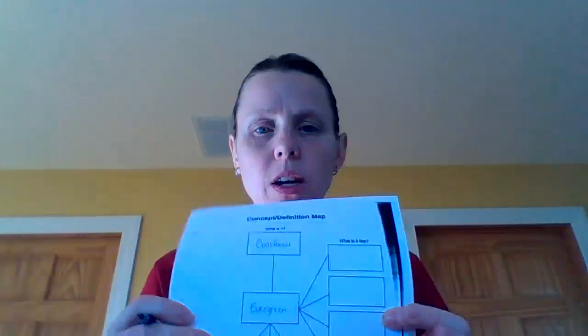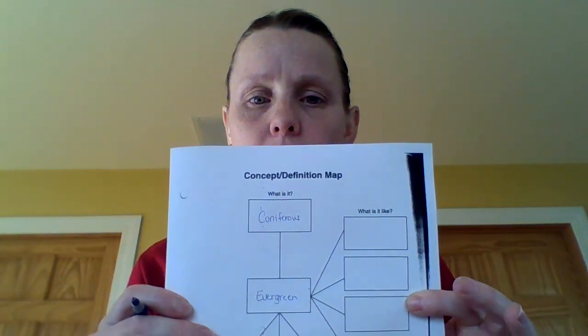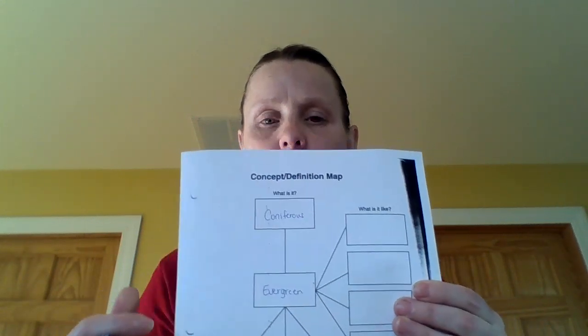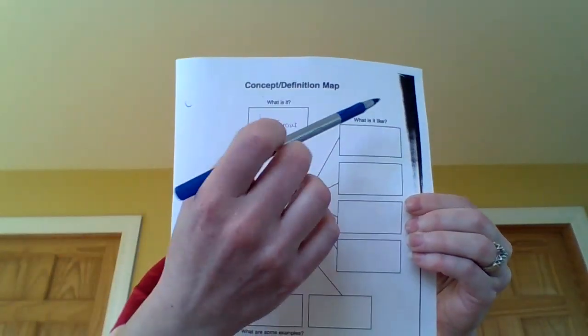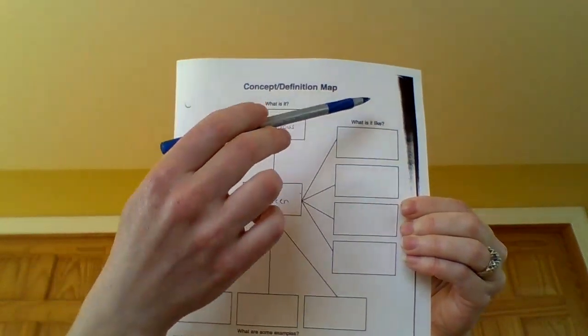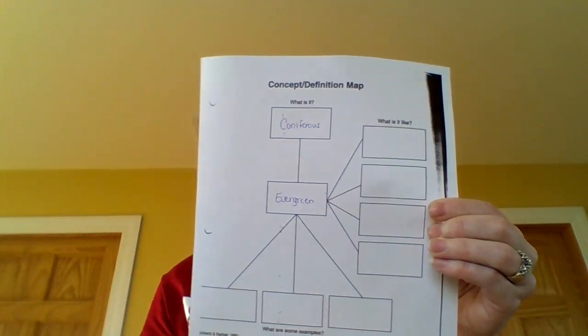While you were thinking, I came up with the word evergreen. Maybe you did too. Okay, then from the evergreen, there's like two different sections. One is, what is it like? And the other, what are some examples? So we're going to go to the what is it like first, and we have 4 boxes that we can fill in. So what is a coniferous tree like?